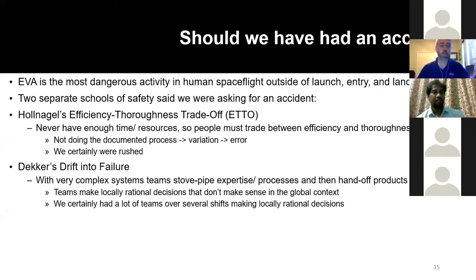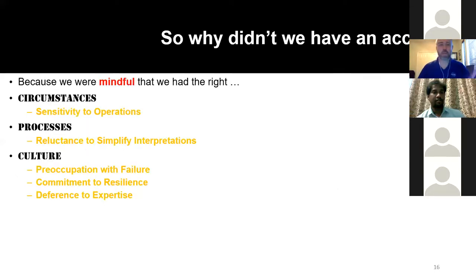The drift into failure says that when you have a whole bunch of people working on the same problem and using their processes, the faster you try to go, you're not going to talk across your stovepipes or across your matrices. You'll make decisions in your teams that make sense, but from a big picture perspective, it's not going to work. And we're certainly at risk for that because we have a lot of teams working really hard and fast to get the spacewalk done. So why didn't we have an accident?